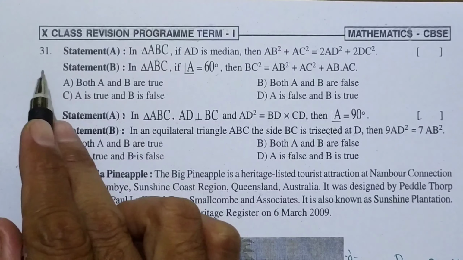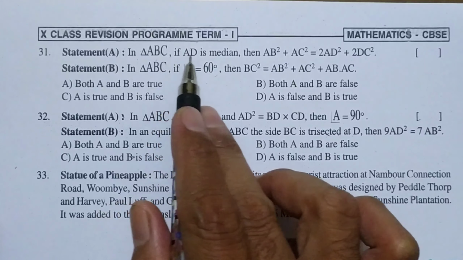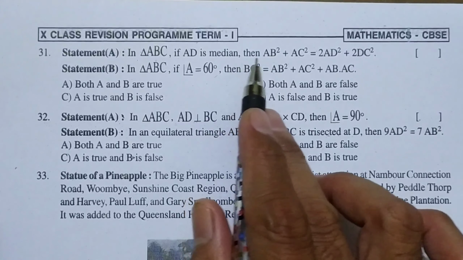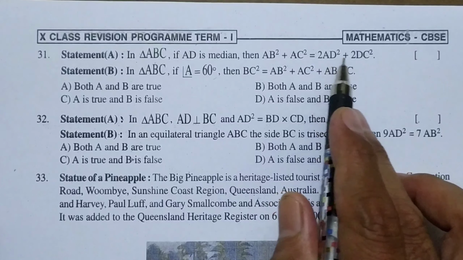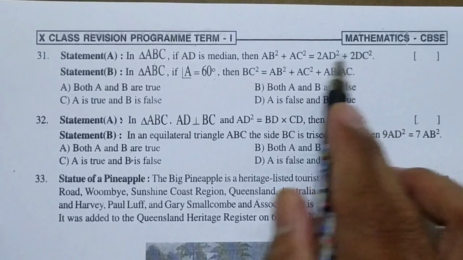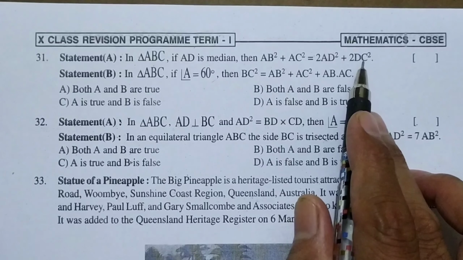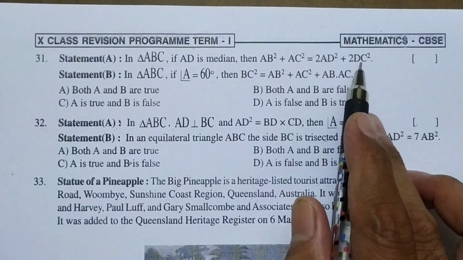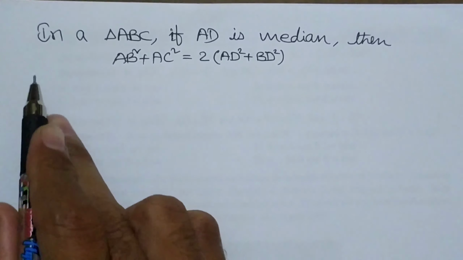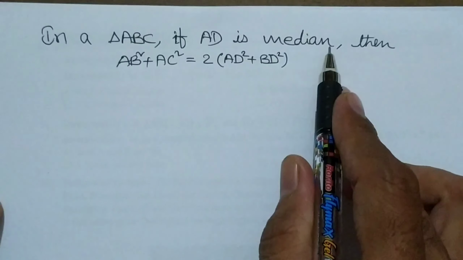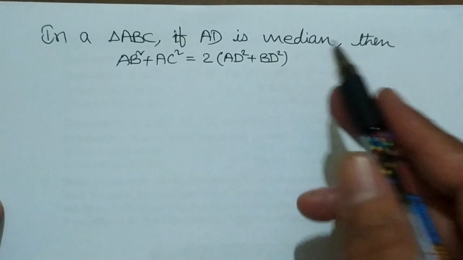Now we see question number 31, in which statement A is given as, in a triangle ABC, if AD is the median, then AB square plus AC square equal to 2 times AD square plus 2 times DC square. Actually this is false. Actually the statement is, in place of DC square, BD square should come. So let us see its proof once. Now we see the question, in a triangle ABC, if AD is the median, then AB square plus AC square equal to 2 times AD square plus BD square.